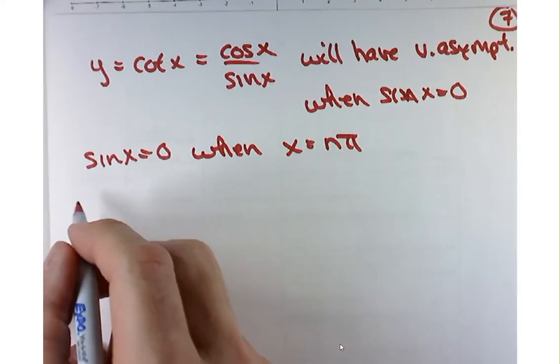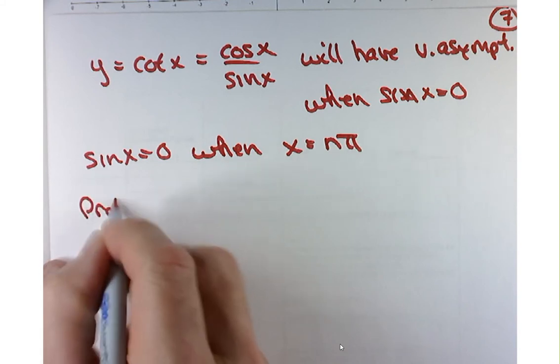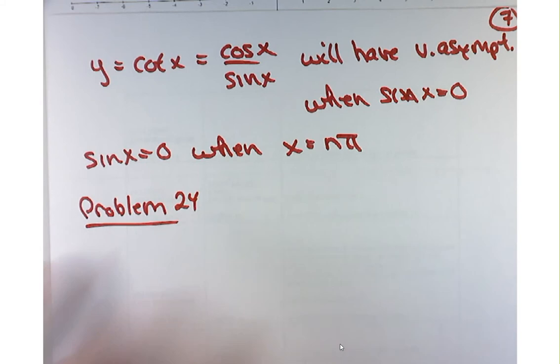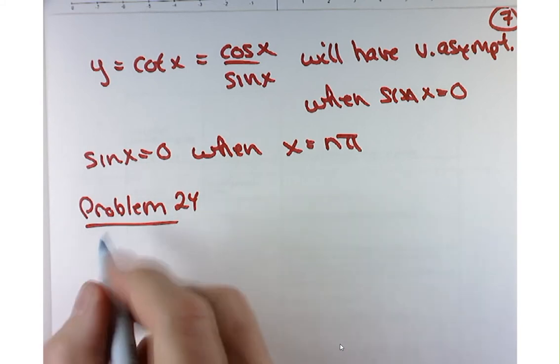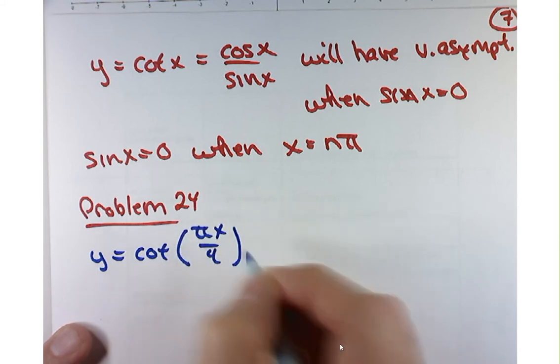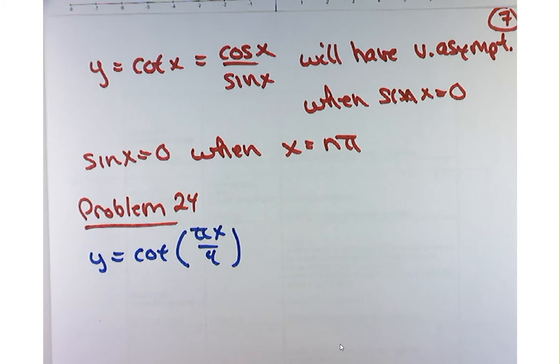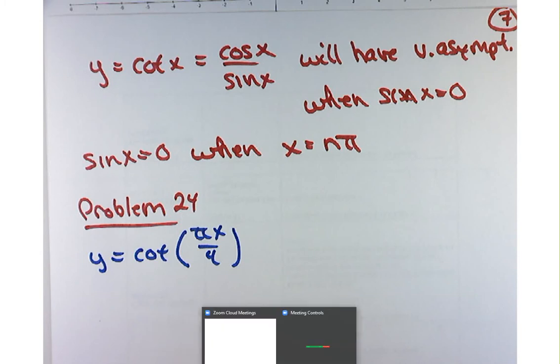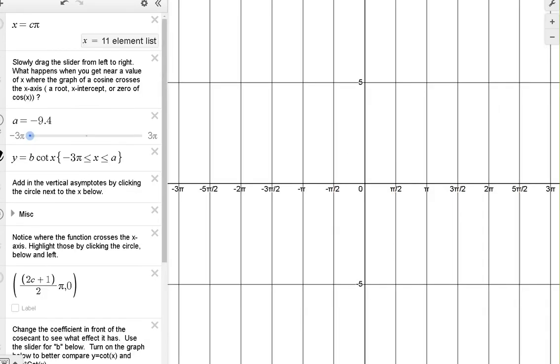So if we turn our attention to problem 24, we've got y equals the cotangent of pi x over 4. And actually, before we get there, let's take a look at our Desmos link and play around with that for just a minute. And that's this one. So you just told me that with multiples of pi, that's where you're going to have vertical asymptotes. So let's put that in here. And then slowly but surely, let's trace out what the graph of the cotangent is going to look like.